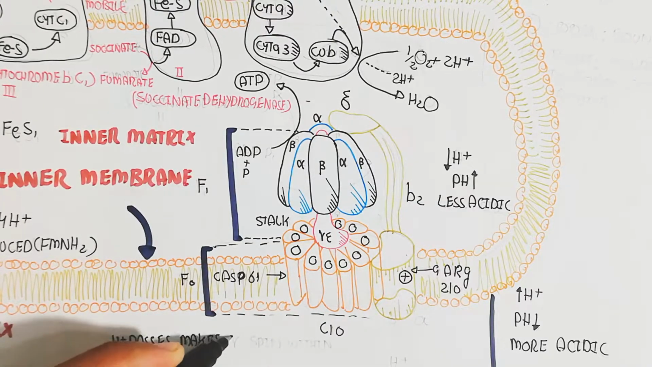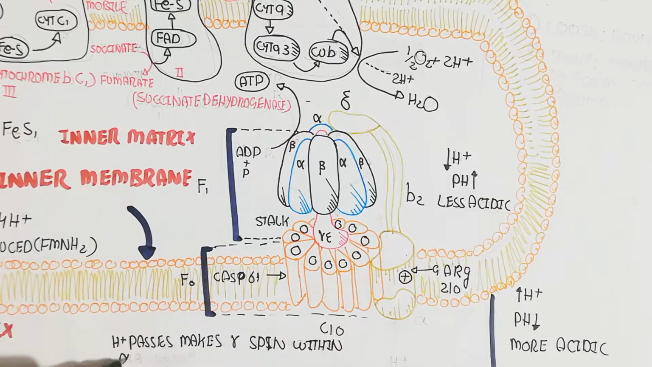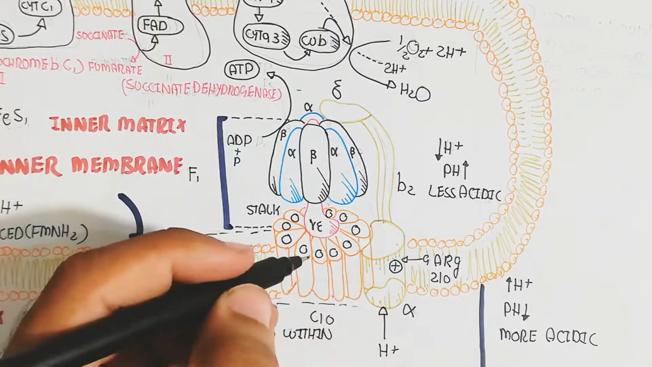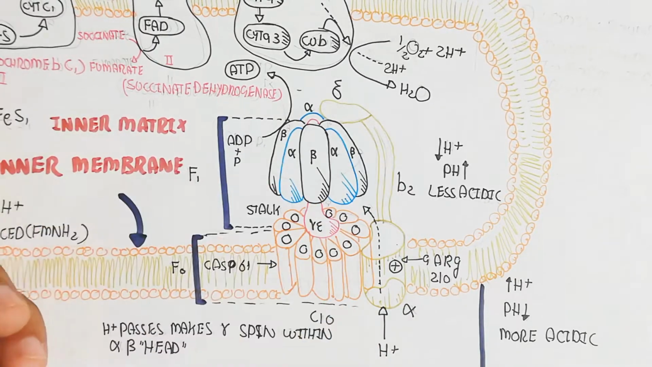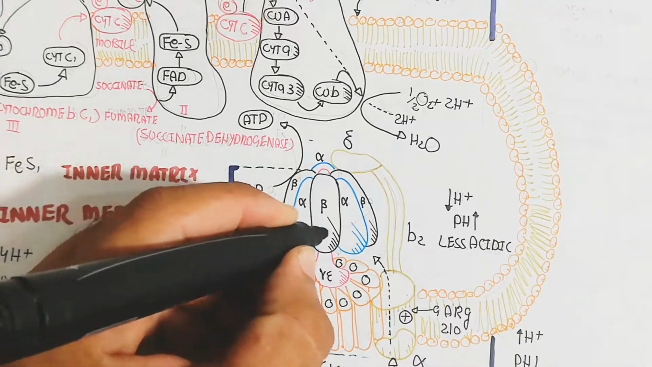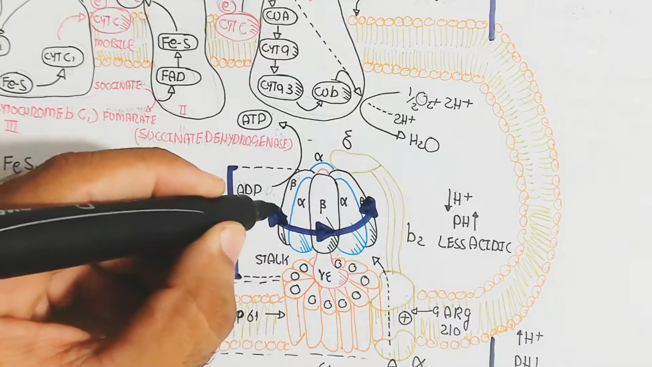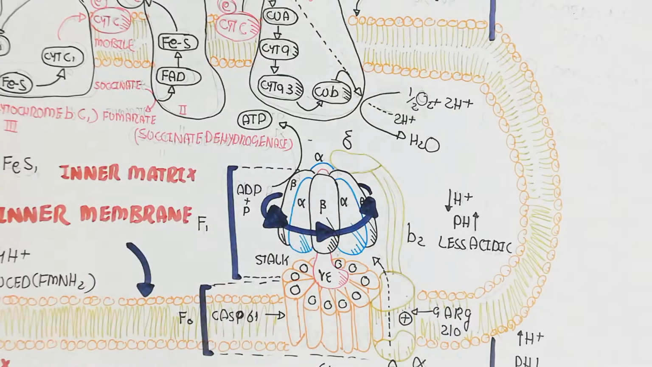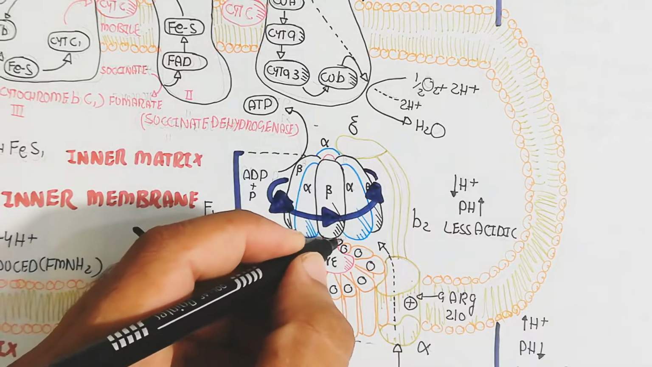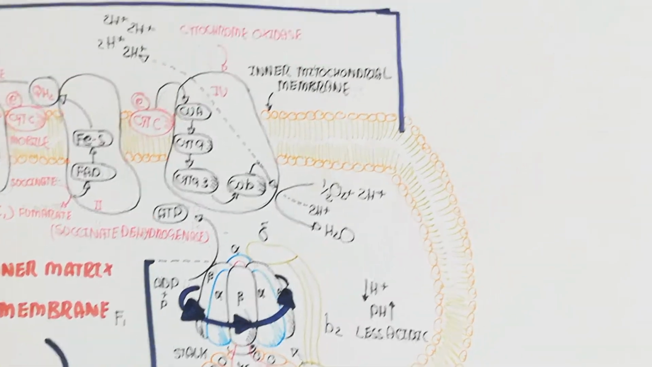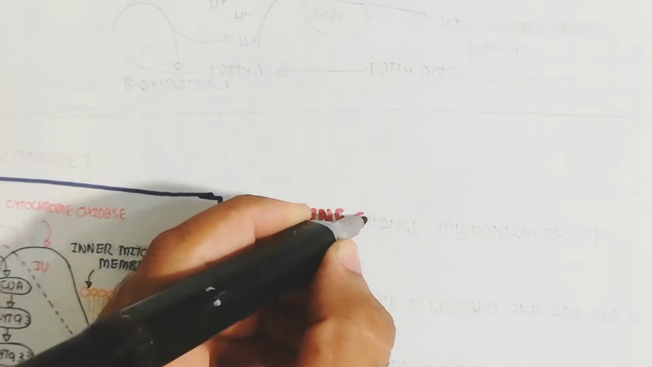Here you can see that when protons pass, they make the gamma spin within the alpha and beta head. Within the alpha and beta head, the gamma spins, and this is used for the synthesis of ATP. So how is it possible? Let's begin to understand. This is the rotation of the gamma subunit, which is attached to the epsilon. Remember, when it spins it will produce ATP from ADP. Here I am just recapping; we will learn the binding change mechanism of ATP synthesis in detail now.